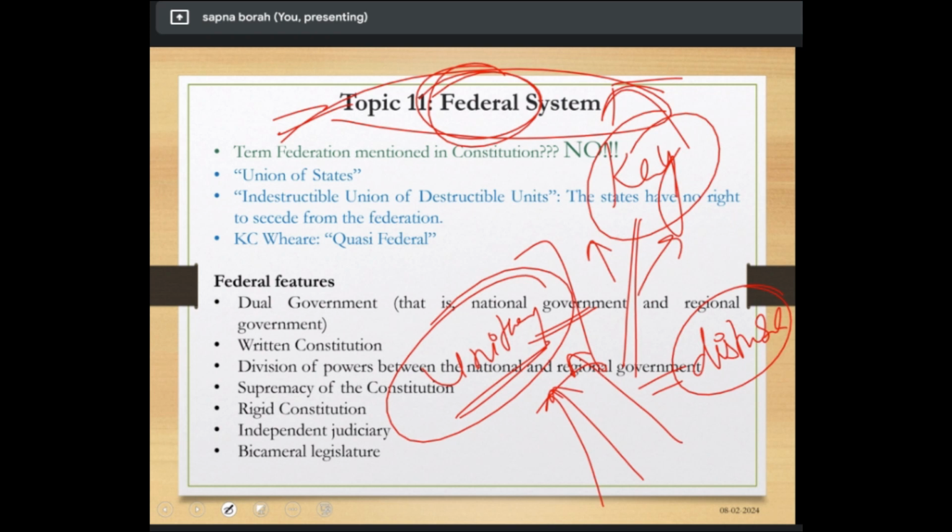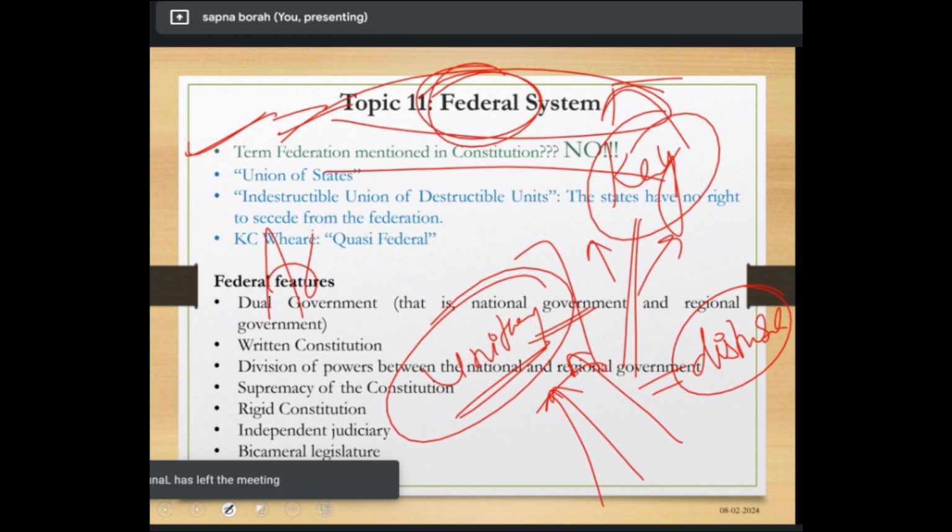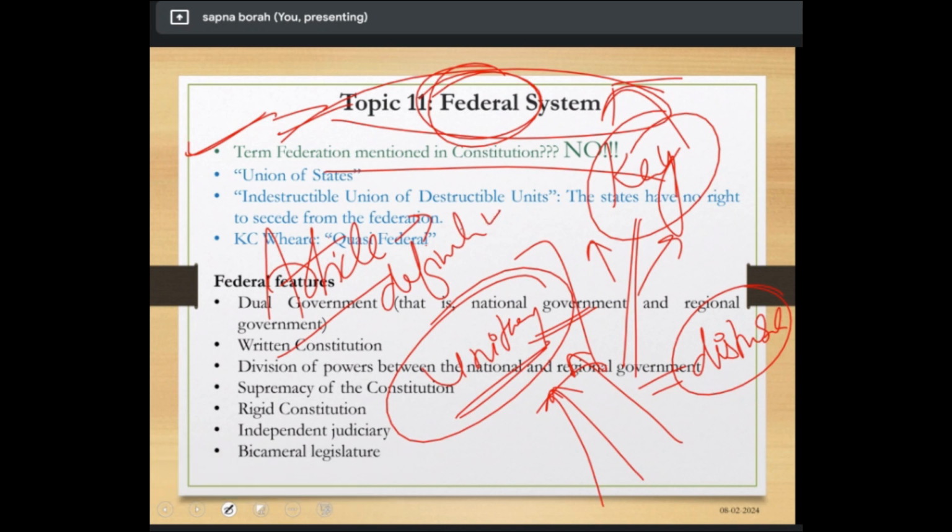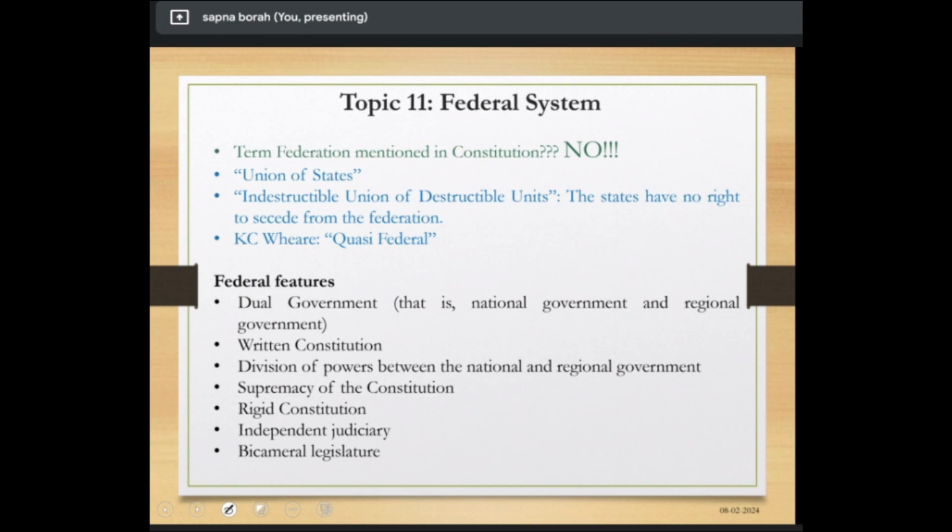Now the first point presented on your slides is one of the most important points. A direct question can come, or an MCQ statement can be made. The term federation is not mentioned anywhere. By that I mean there is no article separately where you will find the definition of federation in the Indian Constitution. For example, we have the definition of state, we have definitions of some other terms, but we don't have a particular article which will define what is federation.